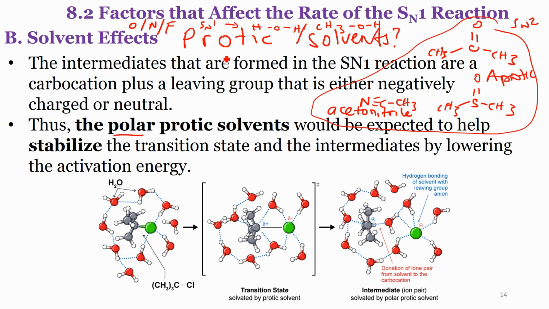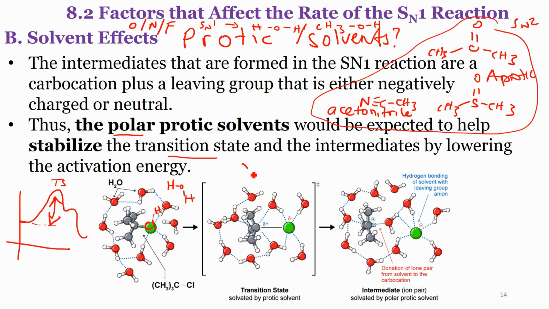Obviously water is polar, and even these guys are polar, but polar protic solvents would be expected to help stabilize the transition state and the intermediates by lowering the activation energy. In a reaction, for the rate determining step, the higher you go, the harder the reaction will move forward. So you want to reduce the activation energy between the reactants and the first transition state. Considering a protic solvent like water, take this to be a chlorine. The hydrogens of the protic solvents, like water, will tend to bind onto the halogen of the substrate.